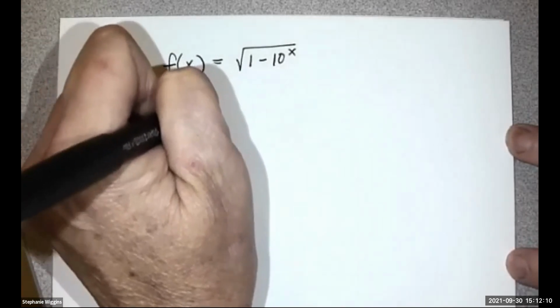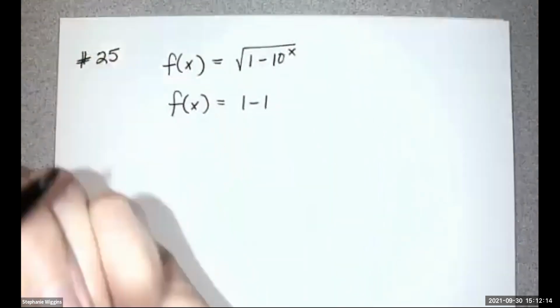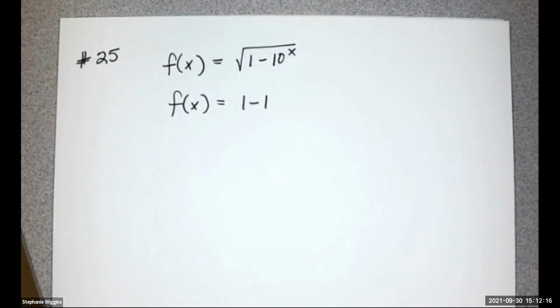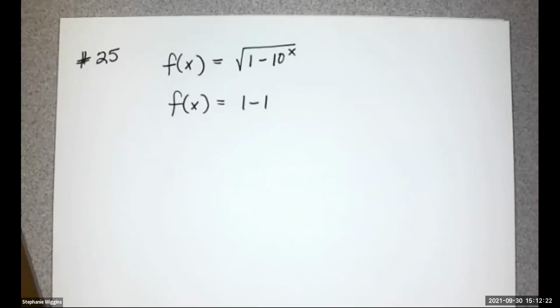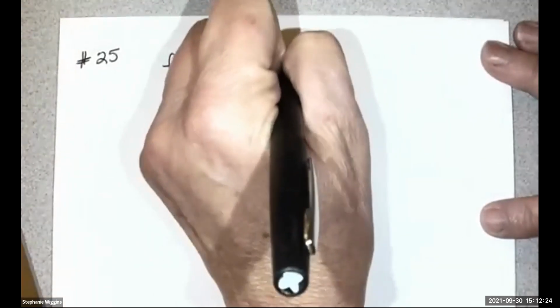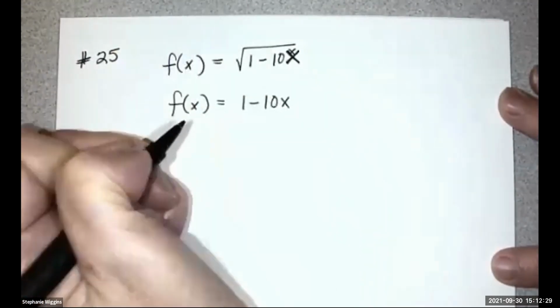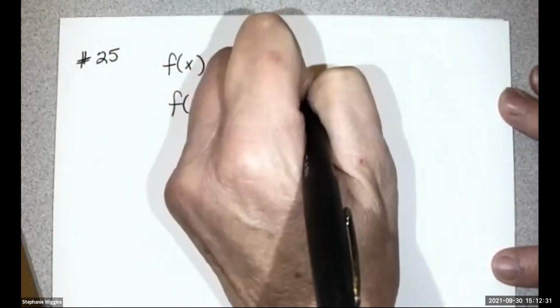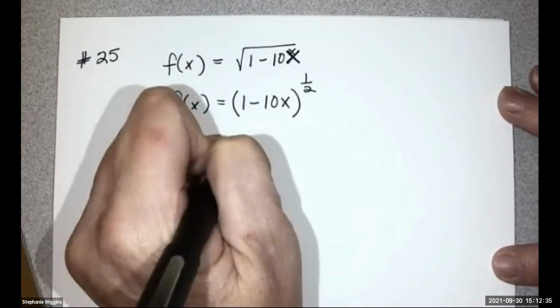We're going to think of this function as 1 minus, and I wrote that like that. I don't know why I did that. Hold on, let me double check. I'm sure that's wrong. Yeah, it should be multiplied by, it looks like a 10 to the x power. I meant to multiply it. There we go. So we have 1 minus 10x, and the square root just means we're raising it to the 1/2 power. So when we take the derivative, we apply the power rule.